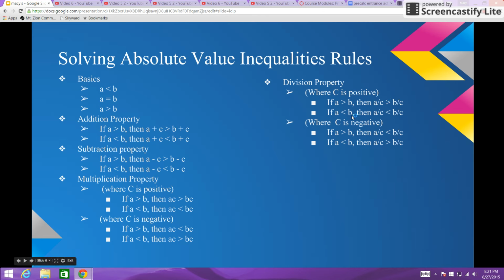But where C is negative and A is greater than B, then the quotient of A and C is going to be less than the quotient of B and C, making it two opposite signs. And same when A is less than B, then A and C's quotient is going to be greater than B and C's quotient.